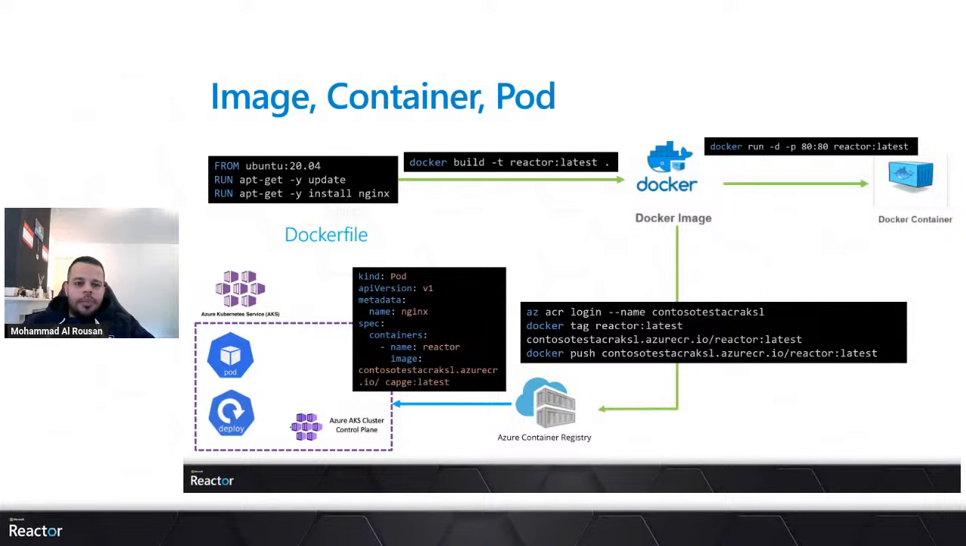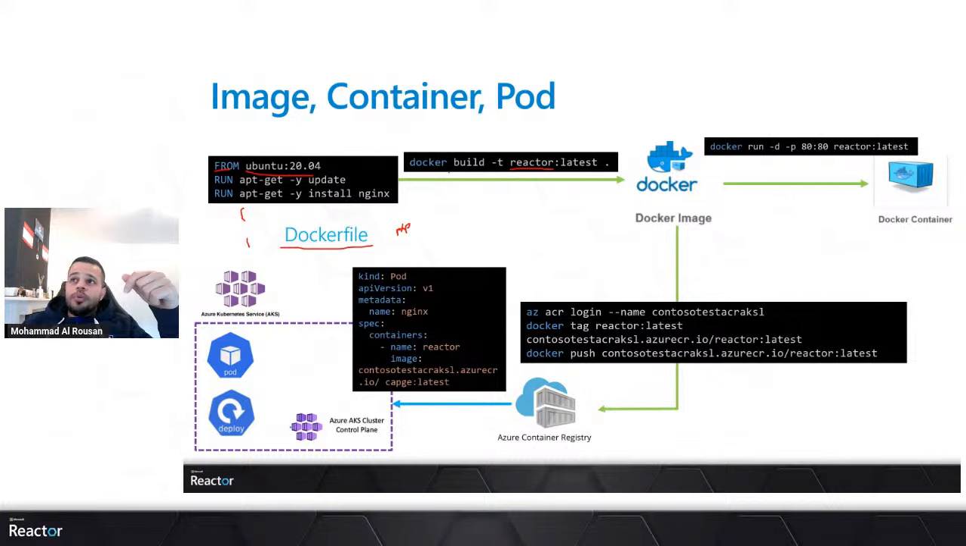Okay, to clear the ambiguity between images, containers, and pods, let's have a look at this figure. Imagine that your development team is creating an application called Reactor. The developers develop the code, for example the front end, PHP, or anything. Then they will create something called a Dockerfile. A Dockerfile is just a set of instructions on how to build the image. We have here the base image, which is Ubuntu. Then you start copying the code, etc.